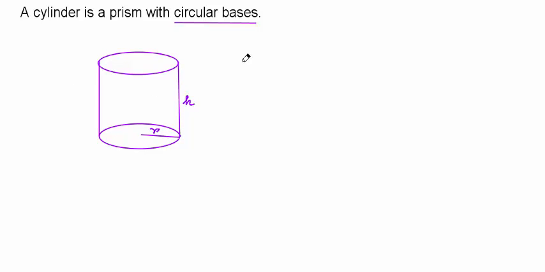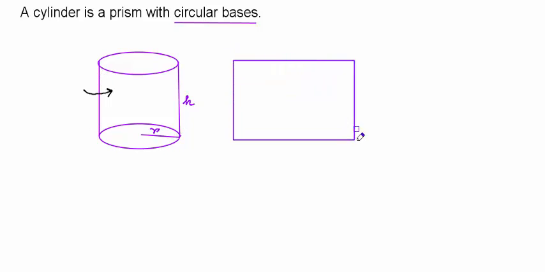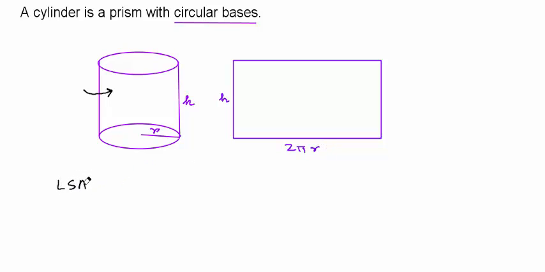The lateral surface area of the cylinder is the area of this curved portion. If you think about the cylinder and try opening it up, you'll probably realize that once it has been opened up, we have a rectangle whose height is h, and the length of this rectangle is going to be the perimeter or the circumference of the circle, which is 2 pi r. Therefore, the lateral surface area of the cylinder is going to be 2 pi r times h, which is 2 pi r h.